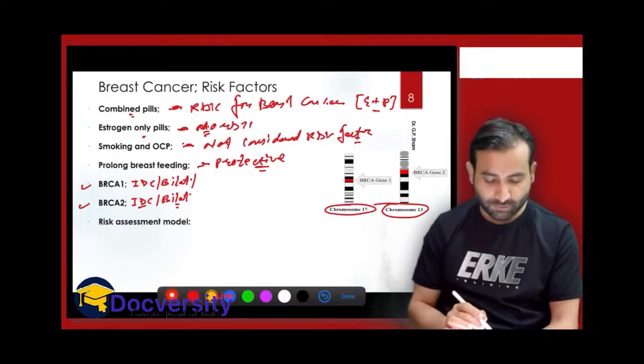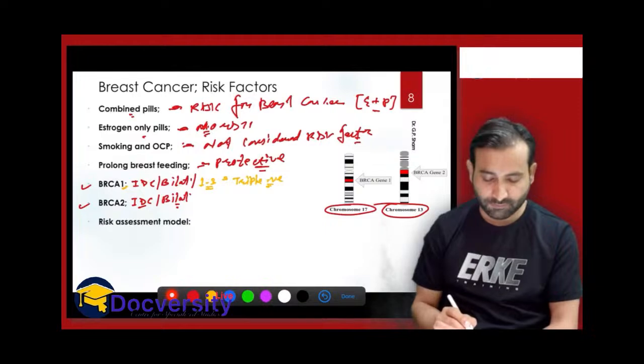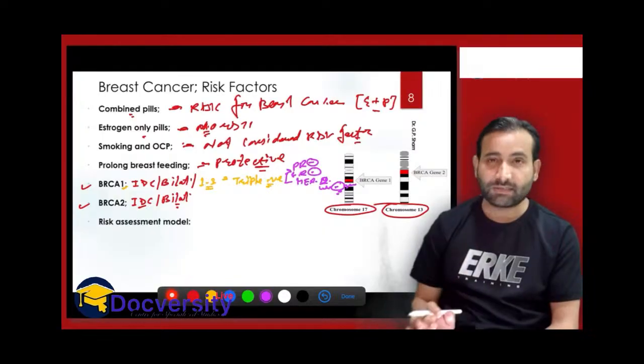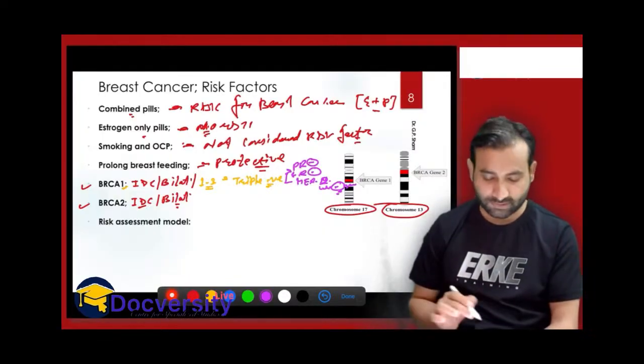Hope you understand. Another point over here is that BRCA1, 1 is an odd number, and 1 and 3 are odd, right? So it is triple negative breast cancer. Triple negative breast cancer means what? It is progesterone receptor negative, estrogen receptor negative, and HER2/NEU is also negative, right? So that is triple negative breast cancer.